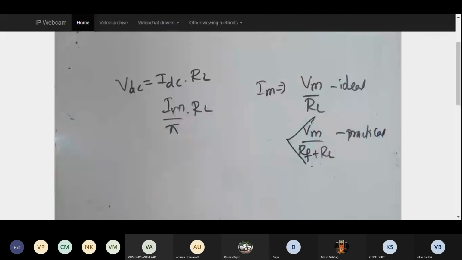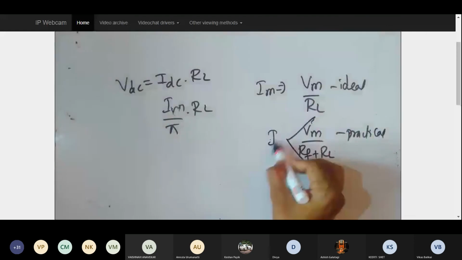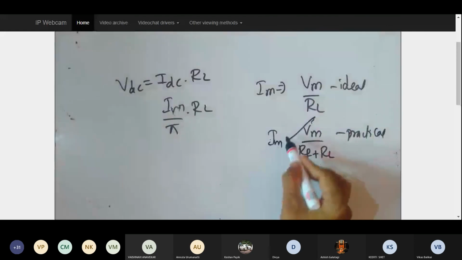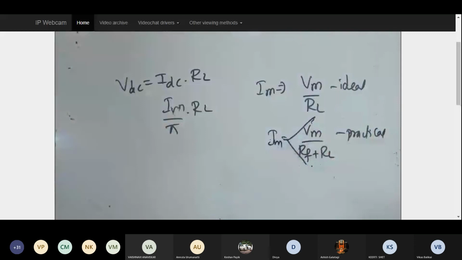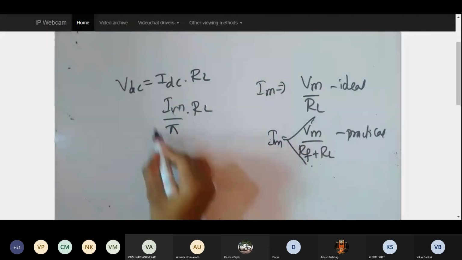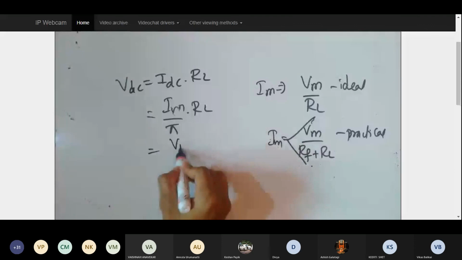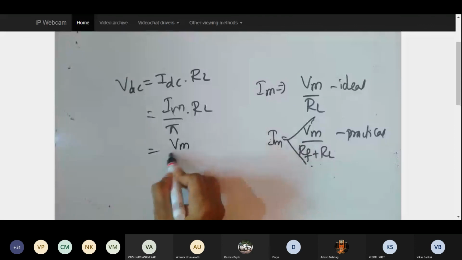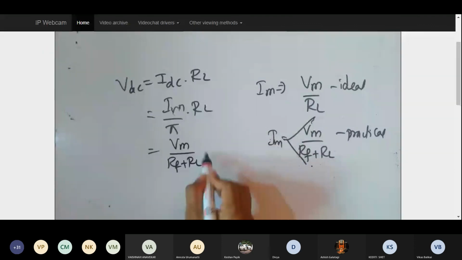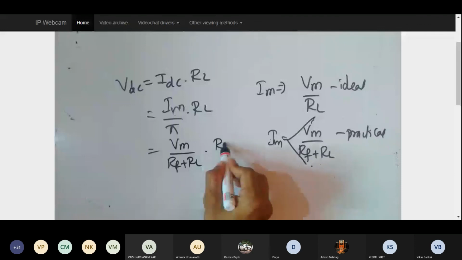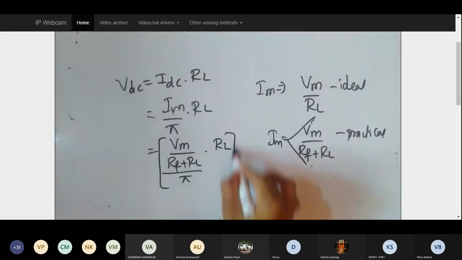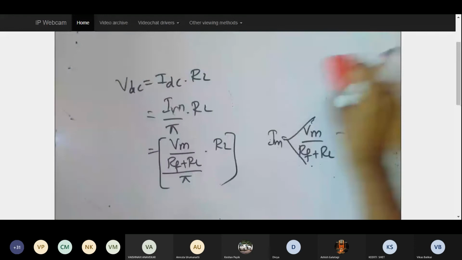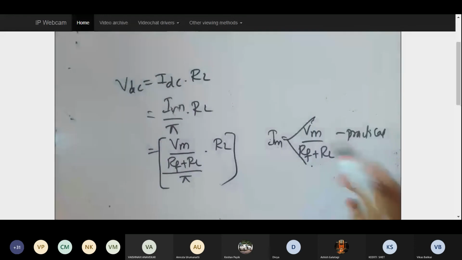So now this is my IM for the practical condition. Let's substitute this entire term, that is the practical scenario, in place of IM. Here it will be VM by RF plus RL, multiplied by RL, whole divided by pi. In place of IM, I have put the practical IM value, that is, in terms of VM by RF plus RL. So let's do the simplification quickly.